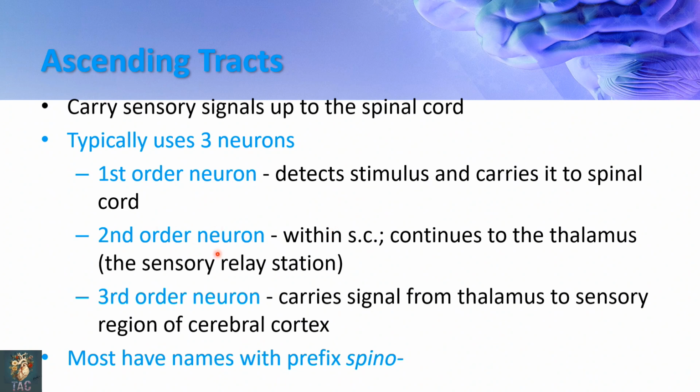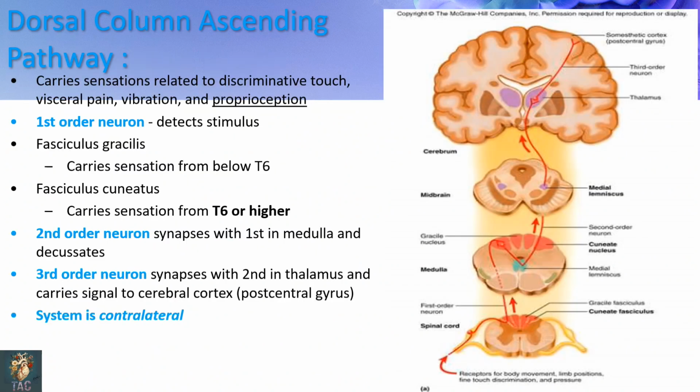The second order neuron is present within either the spinal cord or the thalamus, depending upon which tract we are studying. Then the third order neuron usually is present in the thalamus, in the case of the sensory region of the cerebral cortex. So in most of these cases, when we are discussing the ascending tracts, we use the prefix spino for these tracts. Now we discuss the dorsal column medial lemniscal system in detail, that is the ascending pathway. It carries the sensations related to discriminative touch, visceral pain, vibration, and proprioception.